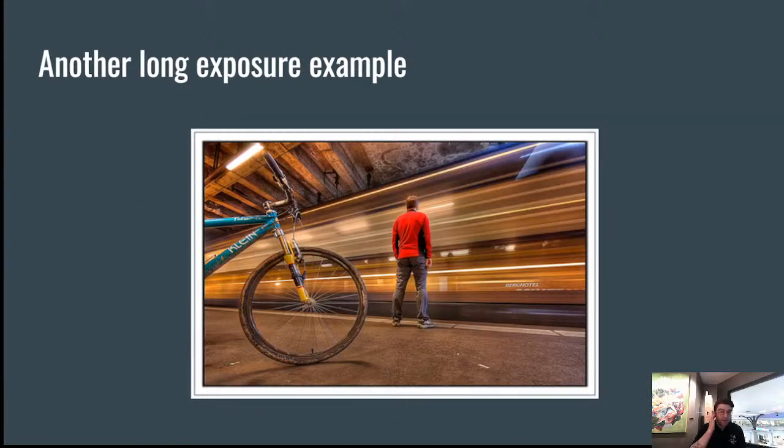Another example of a long exposure, we have a gentleman standing in front of a train. If we look, we can see the bike is in perfect clarity, the gentleman is in perfect clarity, the train platform, the ceiling, all of that's great. What's moving? The train. Does the train look perfect? No, it looks like a stream of light. So honestly, if you weren't aware of long exposure in photography, you might think that that is just a cool display or it's an art piece, or they added that to it.